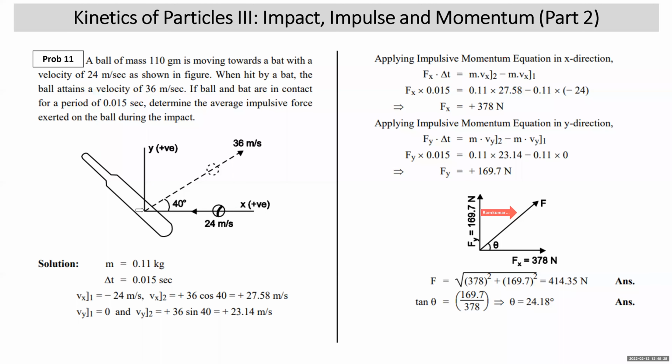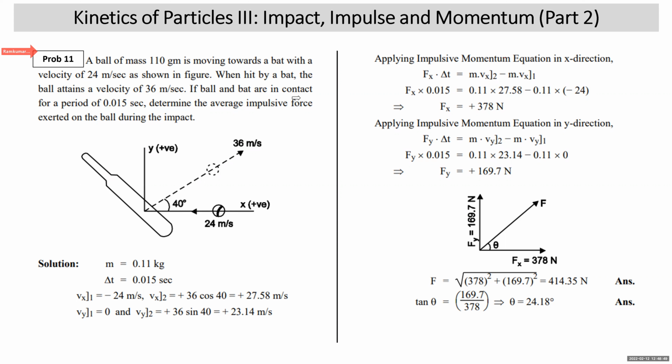Let's see. First, this is the first problem on impulse momentum principle. A ball of mass 110 grams is moving towards a bat with a velocity of 24 meters per second. This is the ball. This is the bat. The ball is moving towards the left with a velocity of 24 meters per second. When hit by the bat, the ball attains a velocity of 36 meters per second. The velocity of the ball after impact is 36 meters per second.